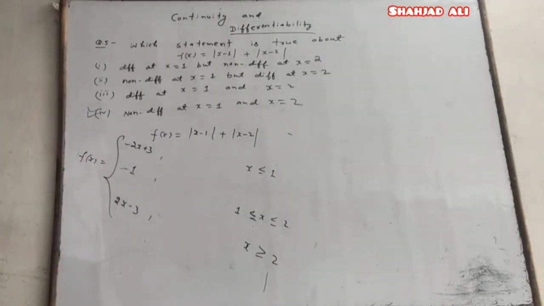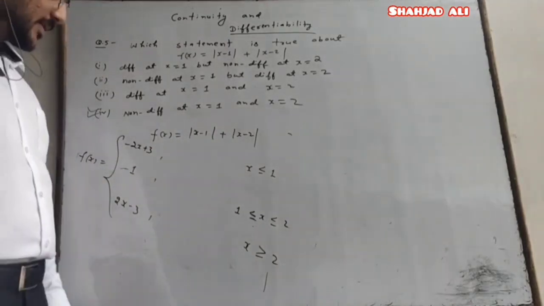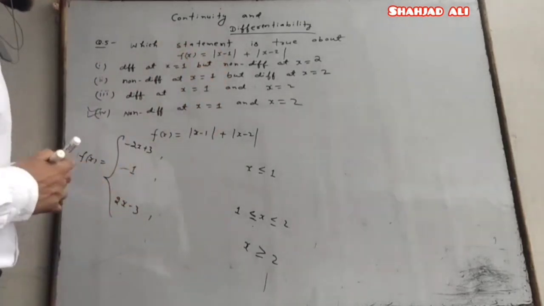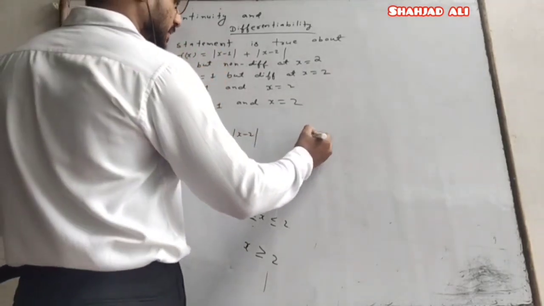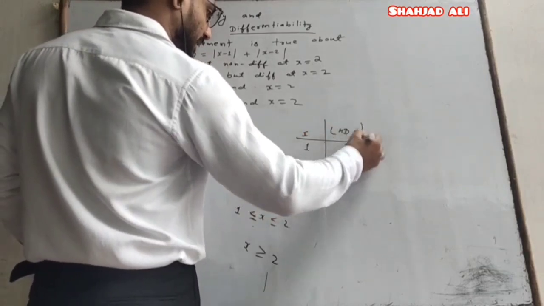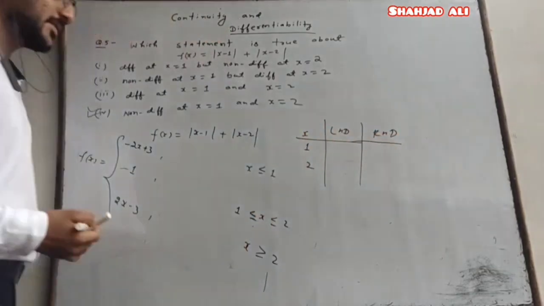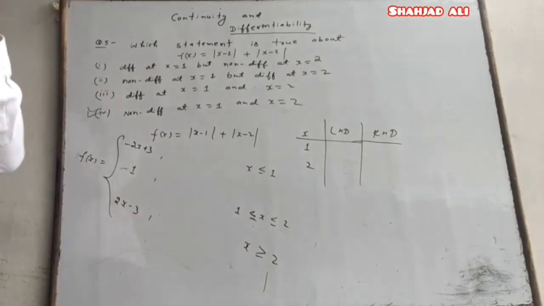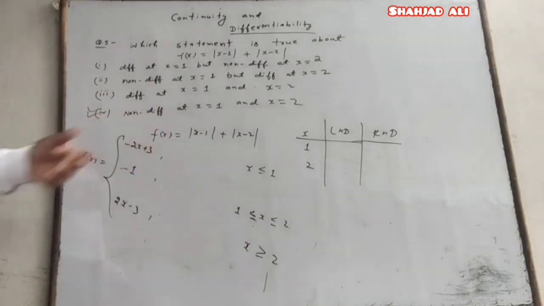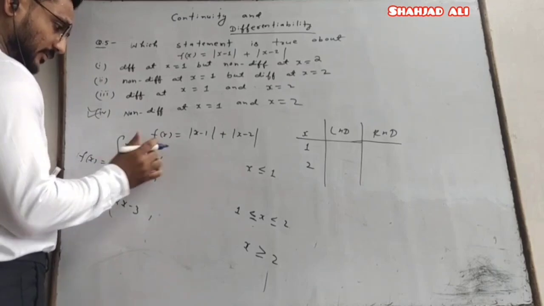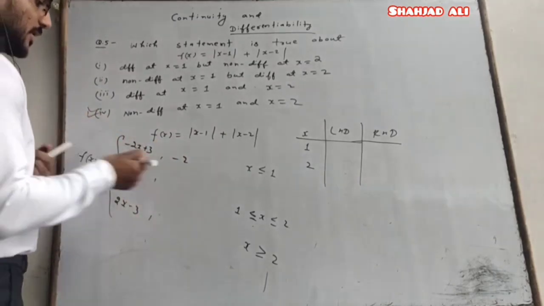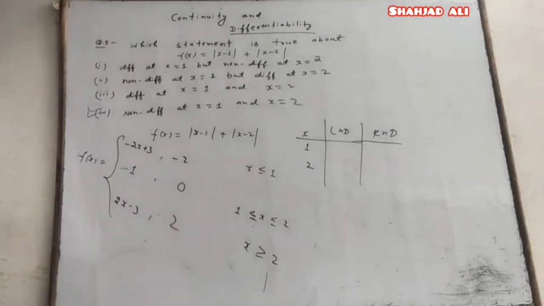By another method, that is the conceptual method, not the graphical one. For that, we are going to check differentiability. We will calculate at x equal to 1 and 2 the left hand derivative and right hand derivative, right? In differentiability, these will not act as the function, but their derivatives will act as the function. So the derivative for this will be minus 2, this 1 and this 2.